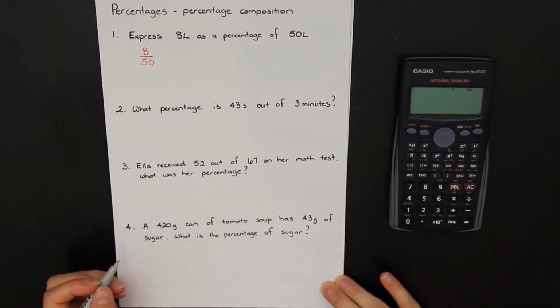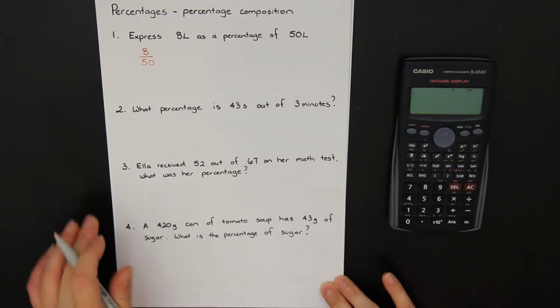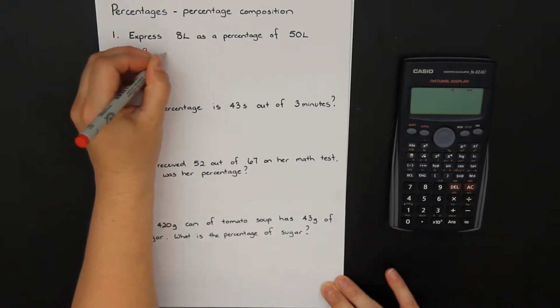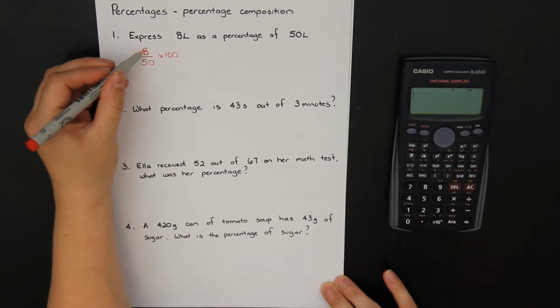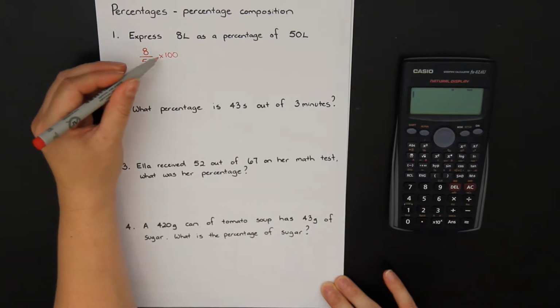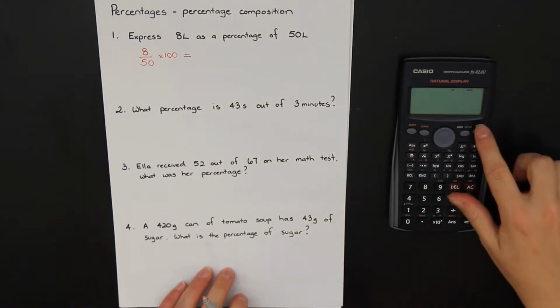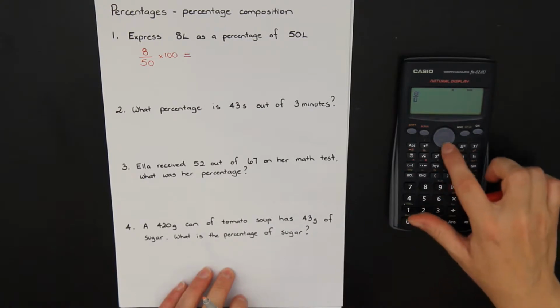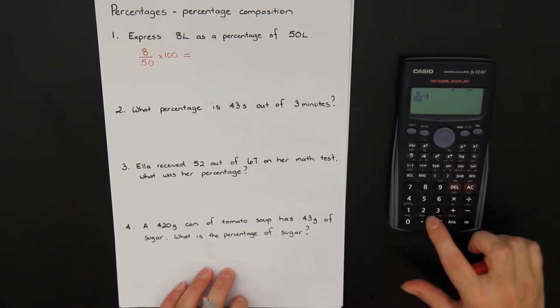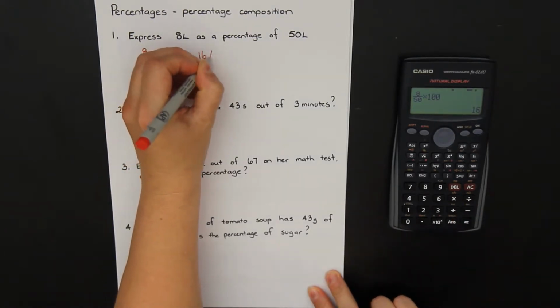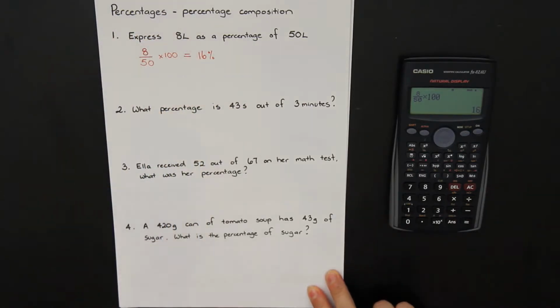If we want to find that as a percentage, you know from my lesson way back on the first lesson on percentages, that if we want to turn a fraction into a percentage, we need to multiply by 100. So 8 litres as a percentage of 50 litres, we times it by 100. Let's use our calculator: fraction button, 8 over 50 times by 100 equals 16. So it is 16%. 8 litres is 16% of 50 litres.